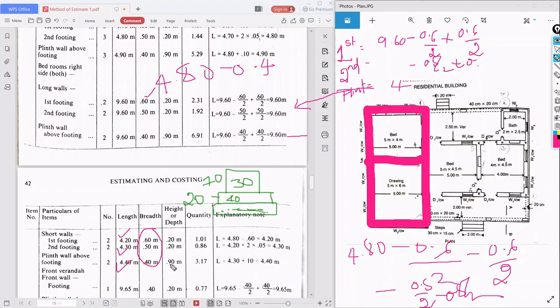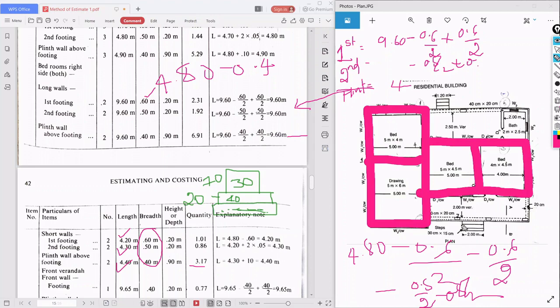What is the height? 20, 20, 90. I already explained to you. Okay, this is for the 30 centimeter wall we are doing, and multiply, you will get the quantity. So now what is over? First class brickwork is over for this one, and this one.